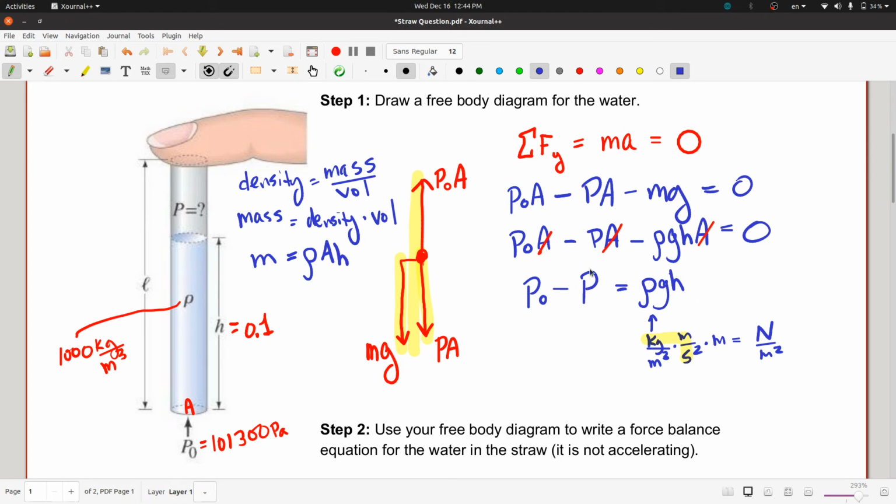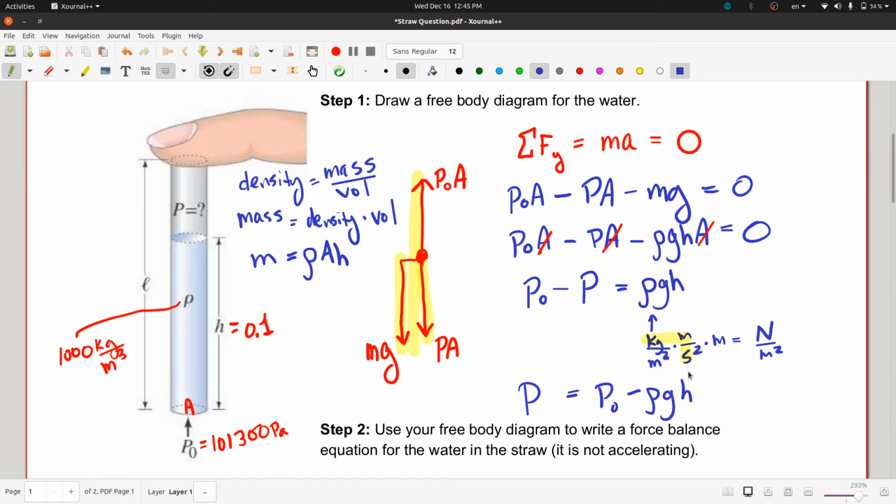Now, what are we actually looking for? We're looking for P, the pressure, and it will be a function of the height of the column of fluid. So let's solve for P. I'm just going to subtract rho g h from both sides and add P to both sides. Then I've got P by itself, so I can see that the pressure is equal to atmospheric pressure minus rho g h.